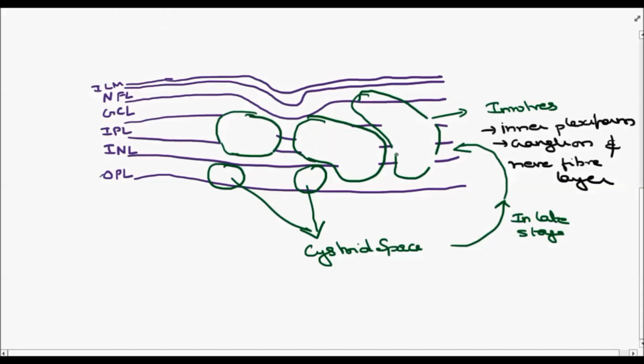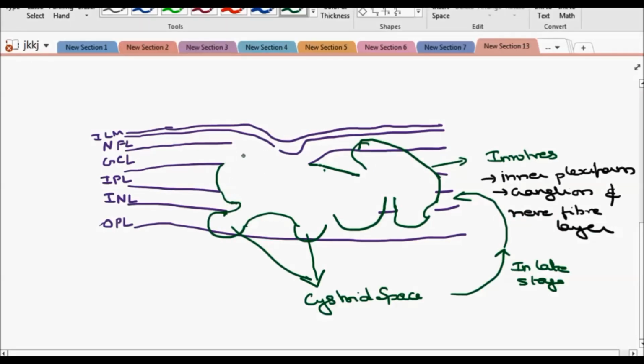So this is the way that it develops. Now, when it increases in size, all the walls and all the margins of the cyst merge together, and they form a large cystoid space.